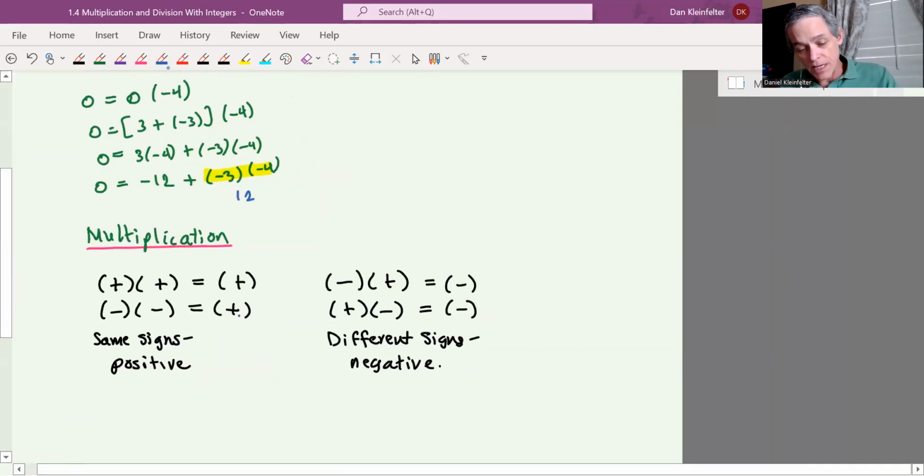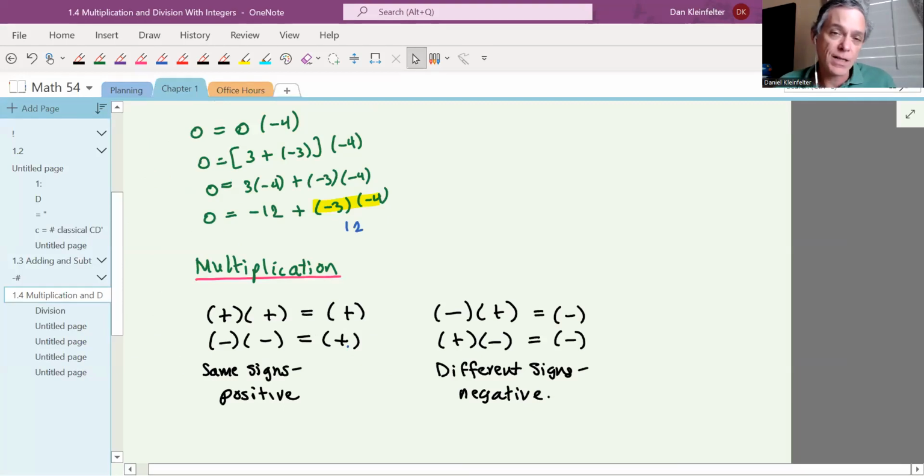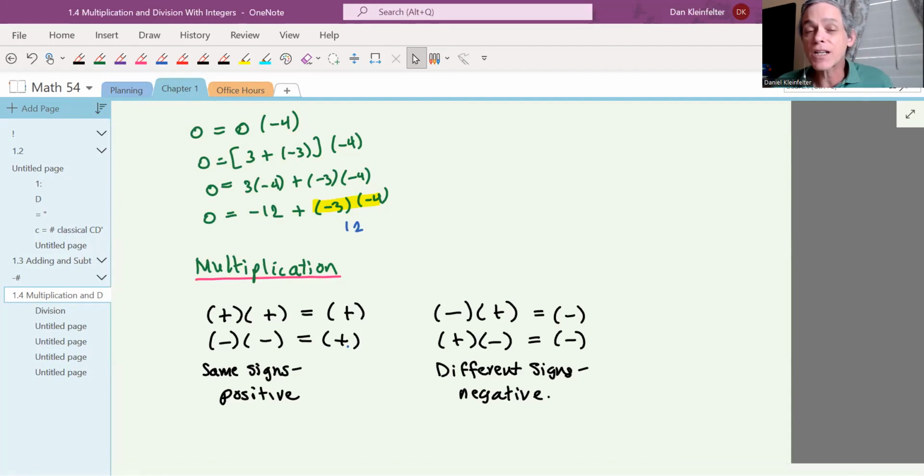And that's how multiplication works. Notice that for multiplication, we don't have to think about absolute value or which one's bigger or which one's smaller, just how many negative numbers are there or how many positive numbers are there.